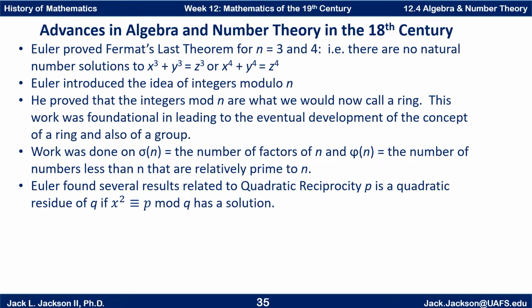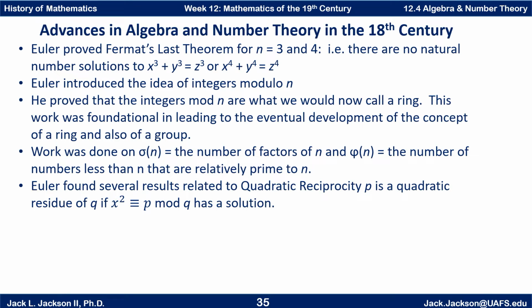Fermat's last theorem says that x to the n plus y to the n equals z to the n has no integer solutions x, y, and z for any n bigger than, well, 3 and up. Okay.